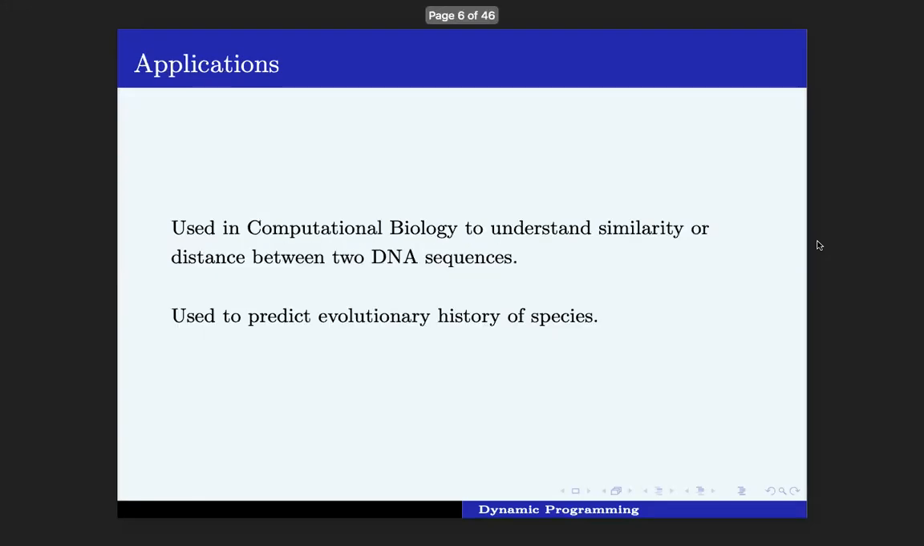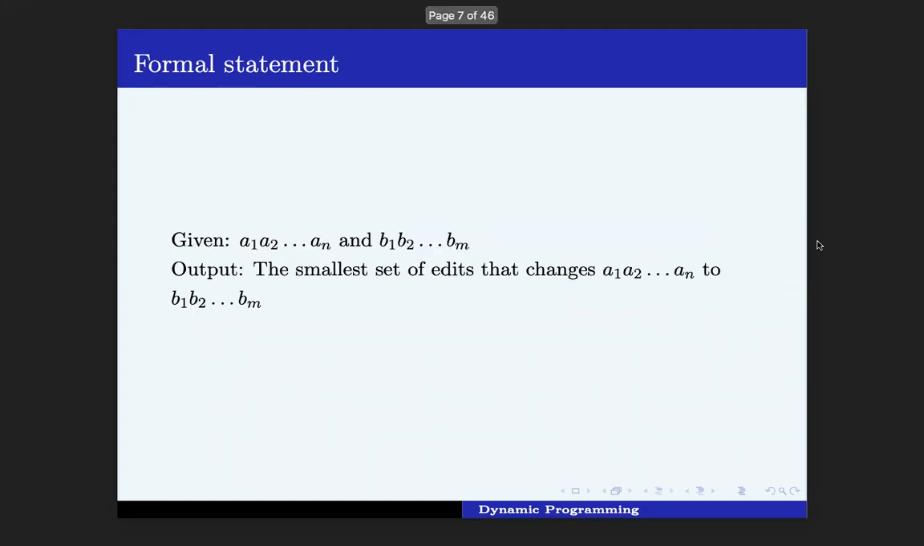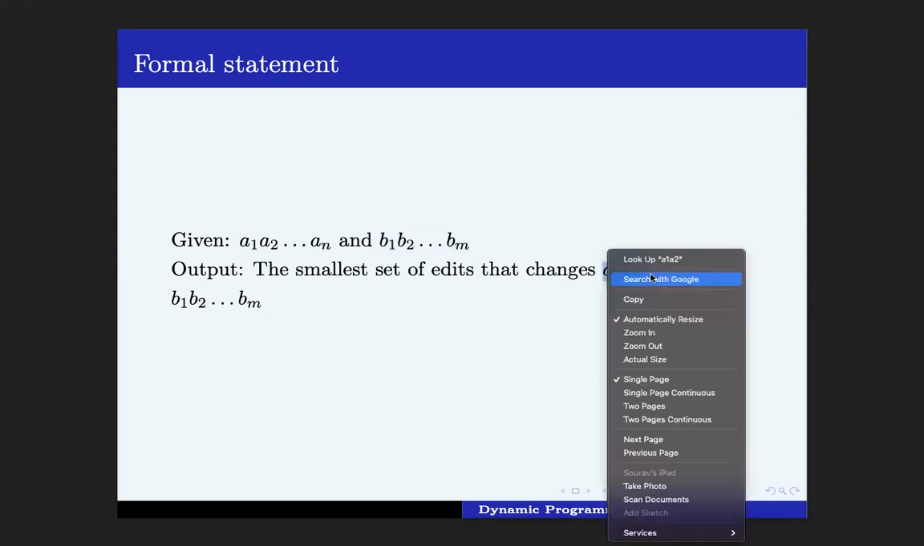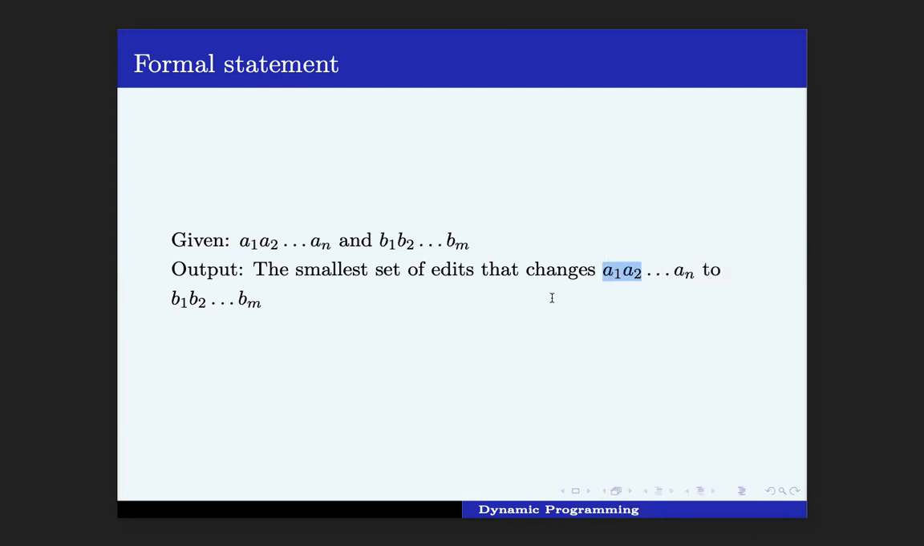Okay. And again, I don't want to go into this. This is also applications and all are there. So this is the basic things that we have done. You have been given 2 strings. One string is A1 to AN and another string is B1 to BN. Your job is to make the edits to change A1 to AN to B1 to BN. Your job is to do it in the least number of edits.